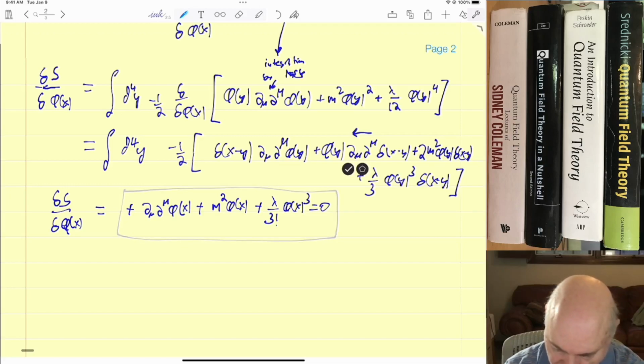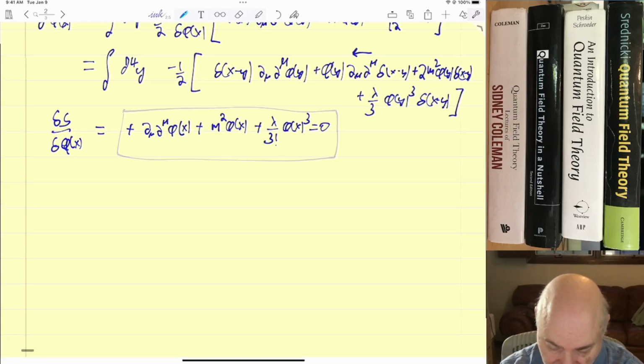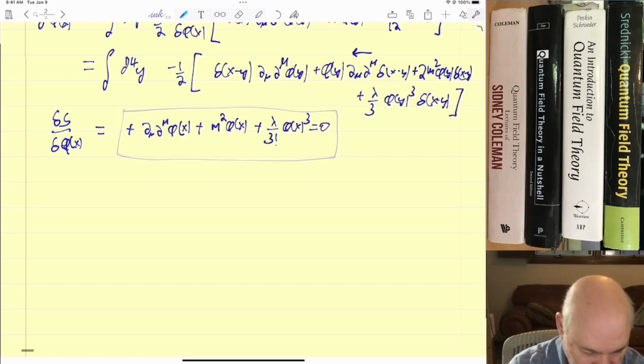So that's our equation, and the basic problem of quantum field theory is that this is a nonlinear equation and extremely difficult to solve. That's what makes quantum field theory so hard.